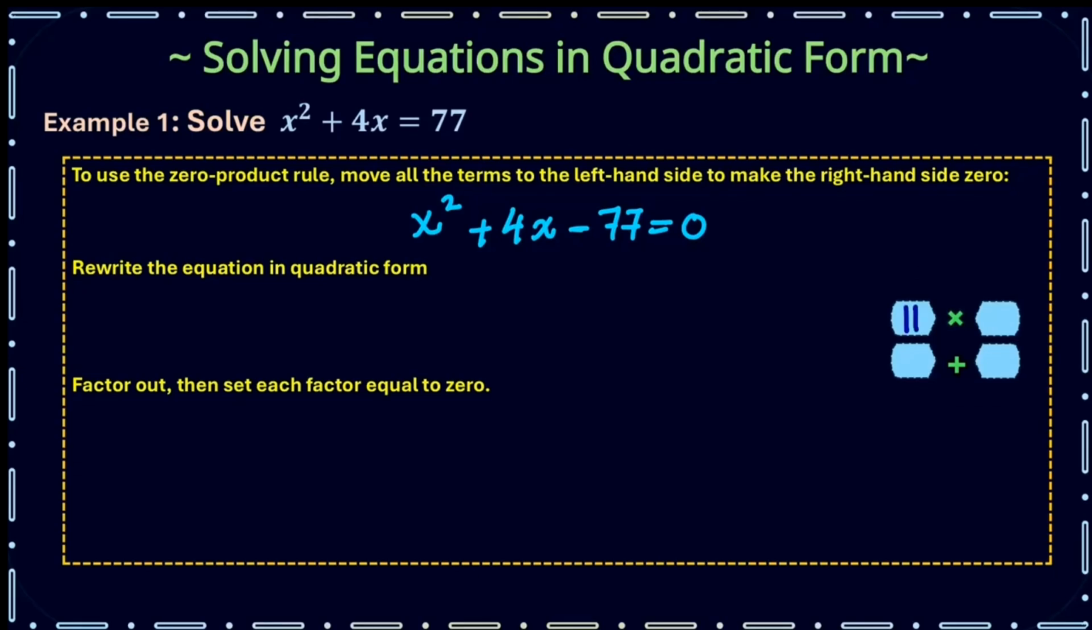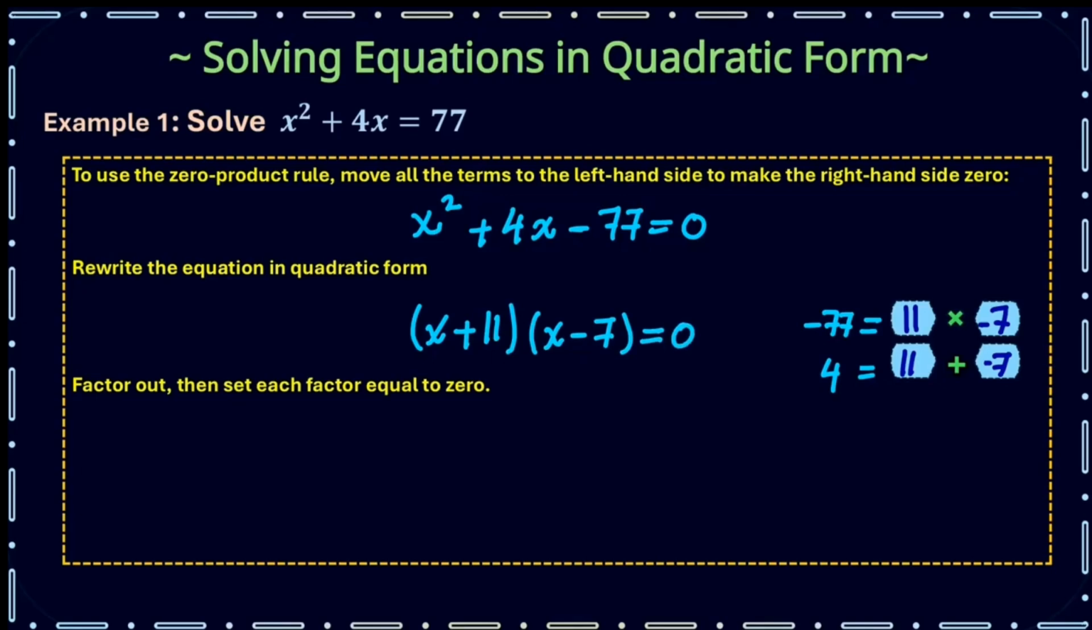11 and 7, one of them should be negative because the product is negative 77. We want the sum to add up to 4. So in this case, 7 should be negative. 11 times negative 7 is negative 77, and 11 plus negative 7 is 4. Now we can write the quadratic expression on the left as a product of x plus 11 and x minus 7. On the right hand, we have 0.